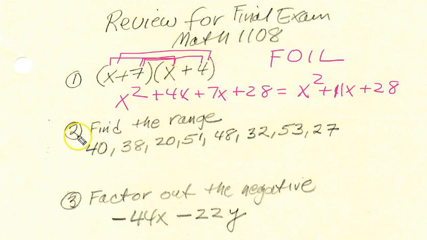All right, question number 2. Find the range. Well, the strategy for this, and take a moment, is what is the lowest number in all of these? Well, it's 20. What is the largest number as you scan them? 53. So the strategy: take the largest, subtract the smallest, and your range now is 33.